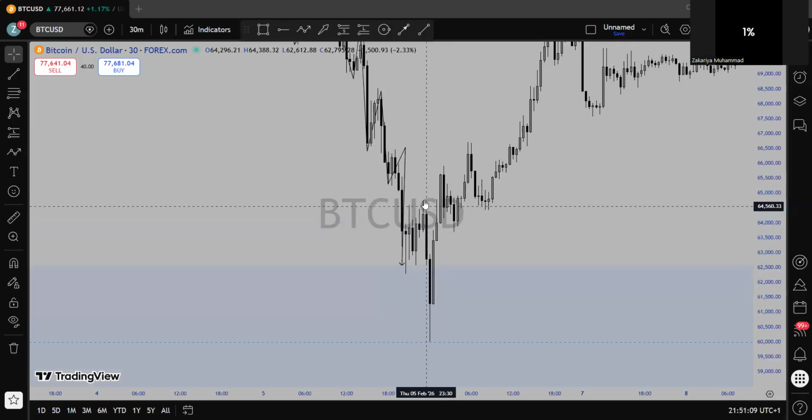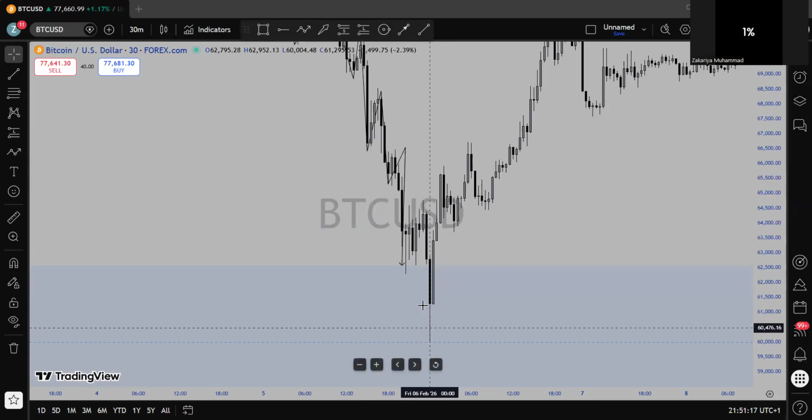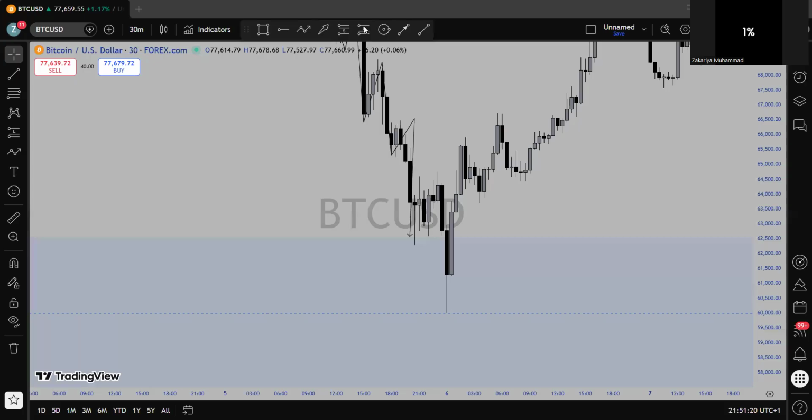This is our low that caused this break of structure. This is our lower low. Then we have this lower high, and this is our lower low. So instead of the market creating another lower high, this is lower low, lower high, lower low.